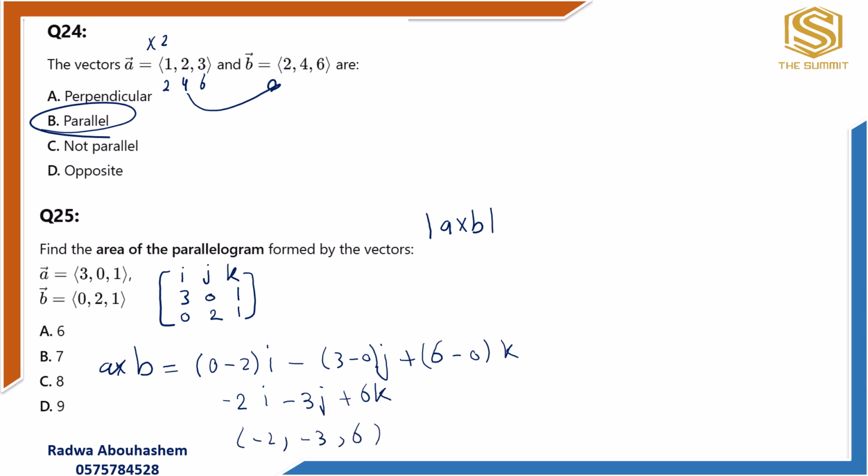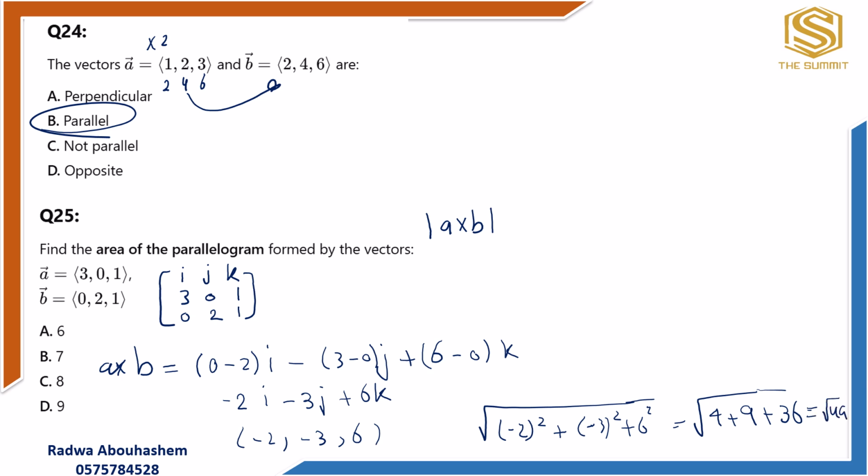So negative 2, negative 3, and 6. Let's get the magnitude. Negative 2 to the power 2 plus negative 3 to the power 2 plus 6 to the power 2. So 4 plus 9 plus 36. You take the square root of 49, which is 7.